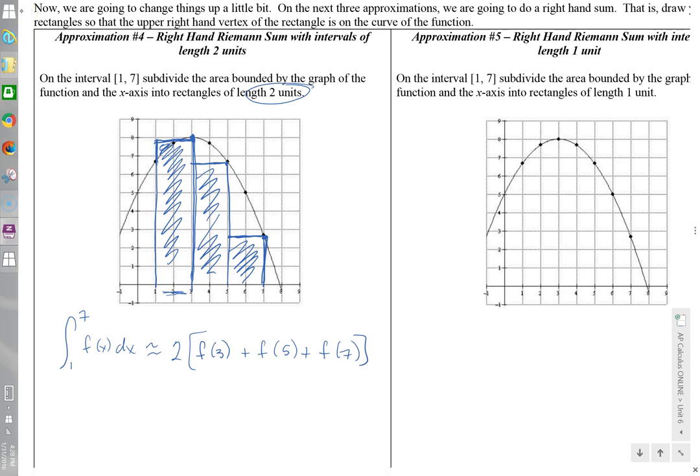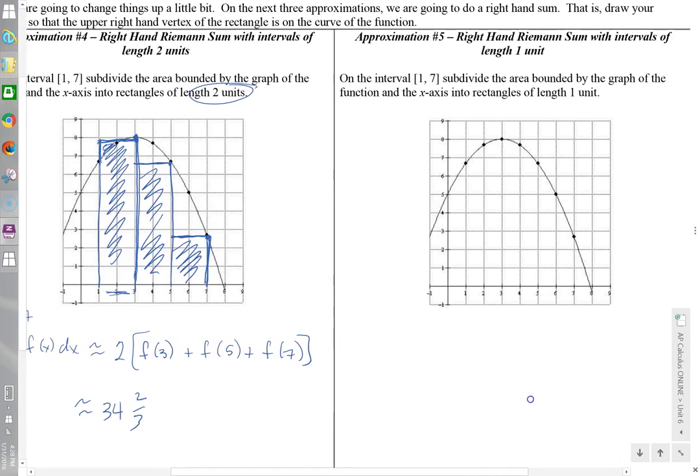When you calculate the area of those three and then you multiply it by 2, I'm going to give you the answer, so pause it if you want to wait. It's approximately equal to 34 and 2/3, or 34.66666666.